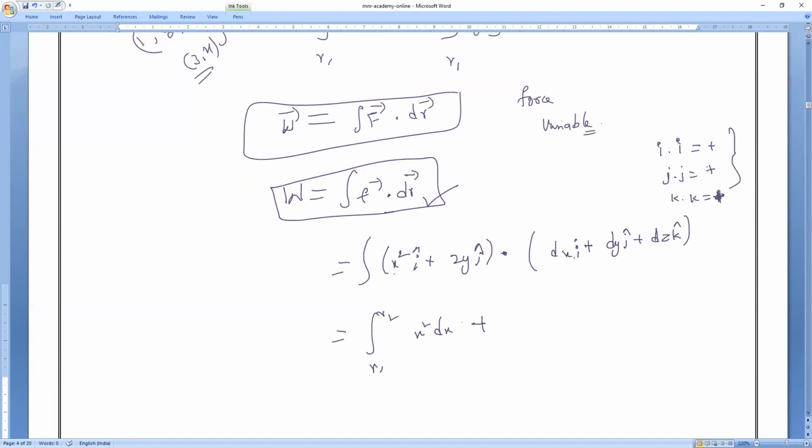So i dot i gives x square dx. Next, j dot j gives 2y into dy. Last one, k cap is not there, so we put zero. That's all it is. So we can go with the limits now. We can split the limits also. So limits r1 to r2 is the integral of x square dx plus, limits 3 to 4, the integral of 2y into dy.